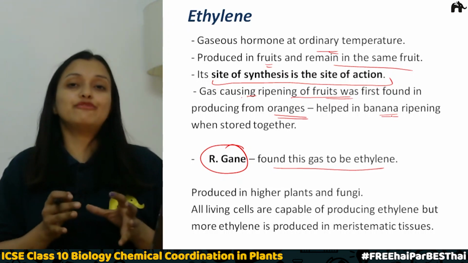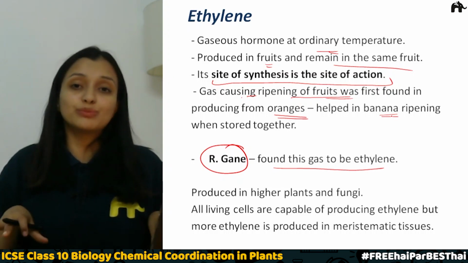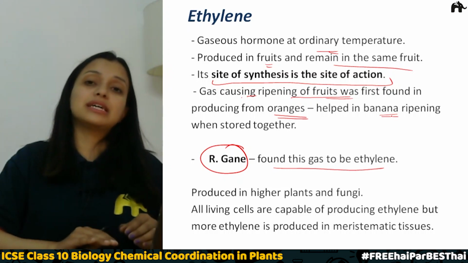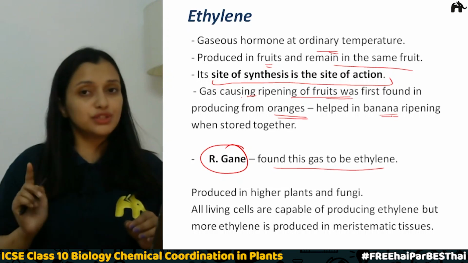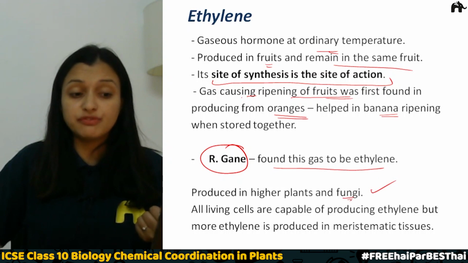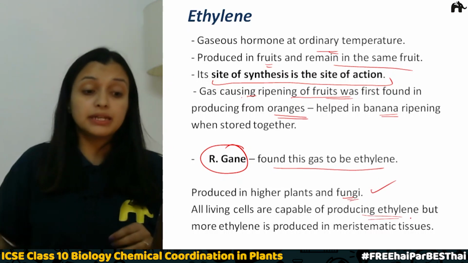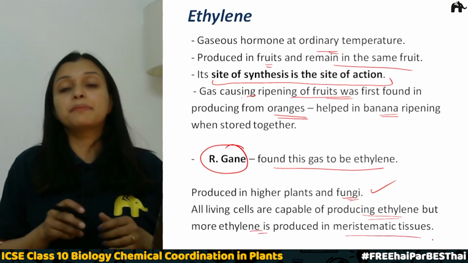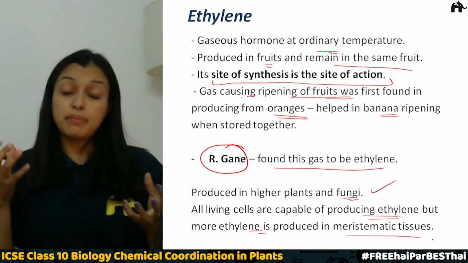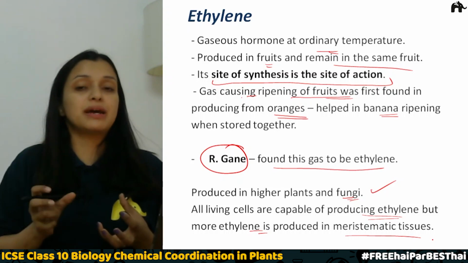But the only thing that differentiates this particular hormone from the other hormones is that it is produced at a site and it remains in that site only. It does not travel to the other parts of the plant. Now it is produced in higher plants, it is produced in fungi, and all the living cells are capable of producing ethylene, but more ethylene is produced in the meristematic tissue. So basically all the living cells produce ethylene, but the concentration is more in case of meristematic tissues.